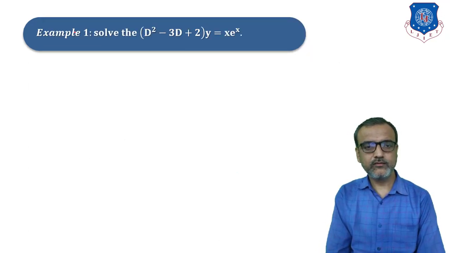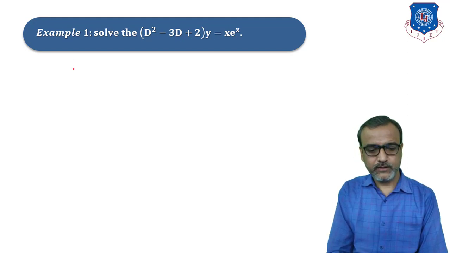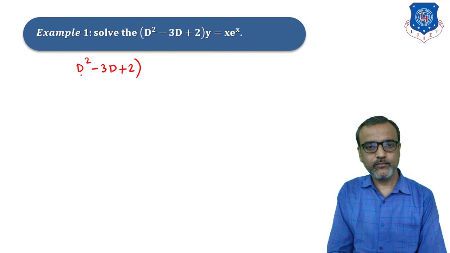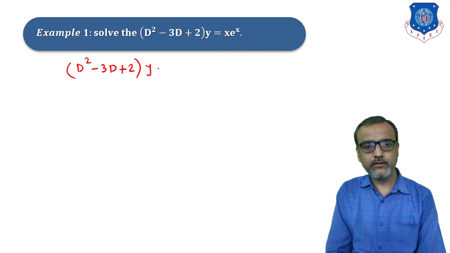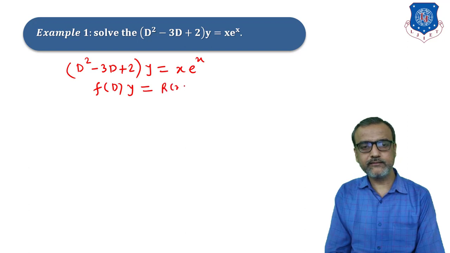Example number 1, solve the differential equation (D^2 - 3D + 2)y = x e^x. Here the given differential equation is (D^2 - 3D + 2)y = x e^x. We will compare the given differential equation with f(D)y = R(x). Here the right hand side is x e^x.